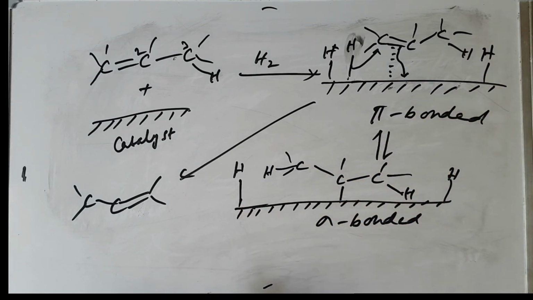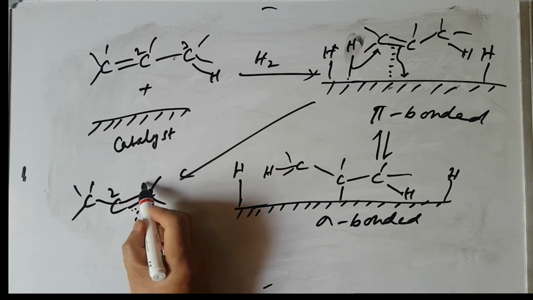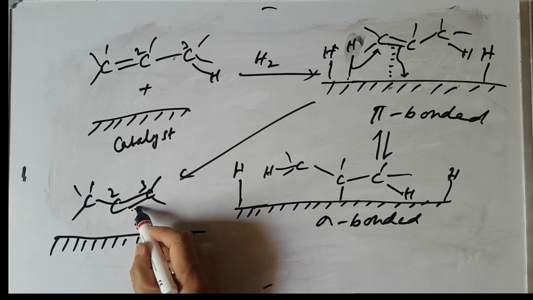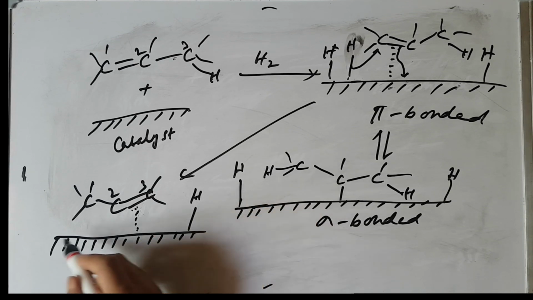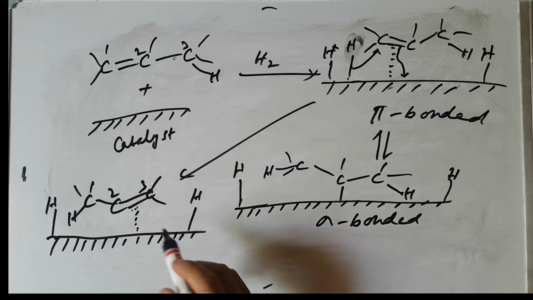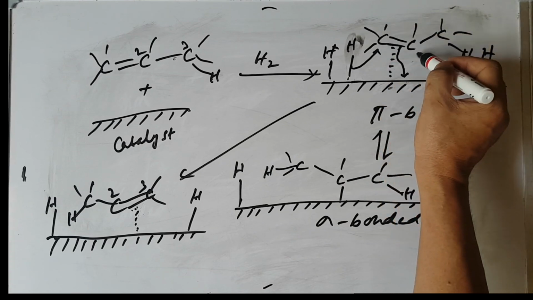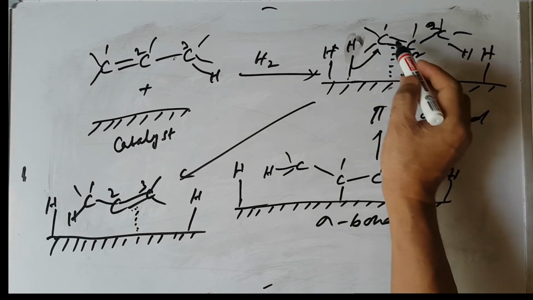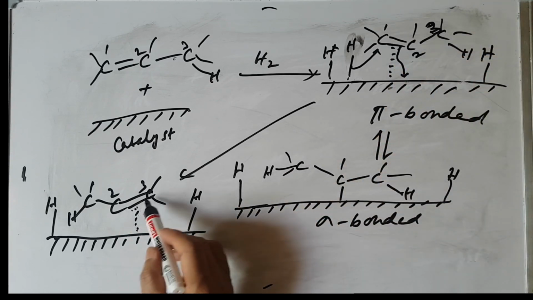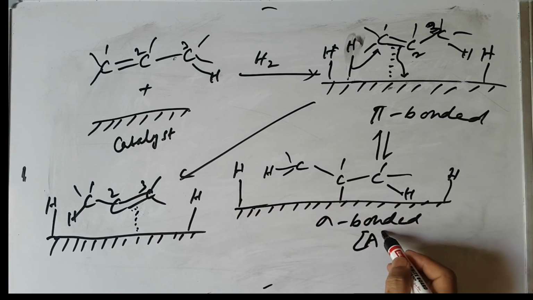Another method is this: C is pi bonded here. See 1, 2, 3. This is the catalyst surface, with the catalyst, pi bonded, and hydrogen. So here isomerization takes place, and the double bond is shifted from the 1, 2 position to the 2, 3 position. So let's say this is structure A, and this is B.